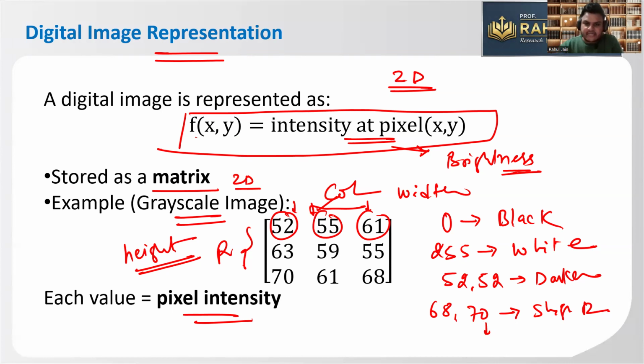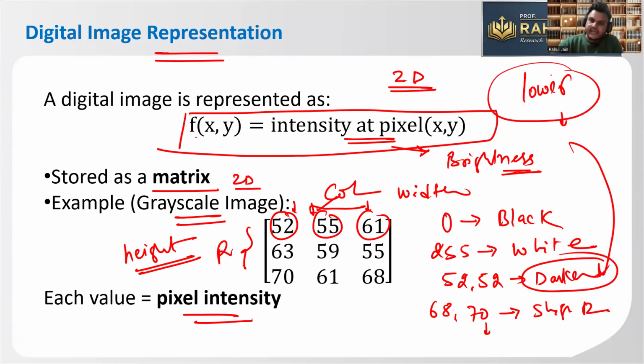So the lower the values, the darker the pixels. If the values are lower, it means that pixels are going to be darker. And if the values are higher, then the intensity value will be brighter, right? So that is the pattern of these numbers from the visible image, fine.